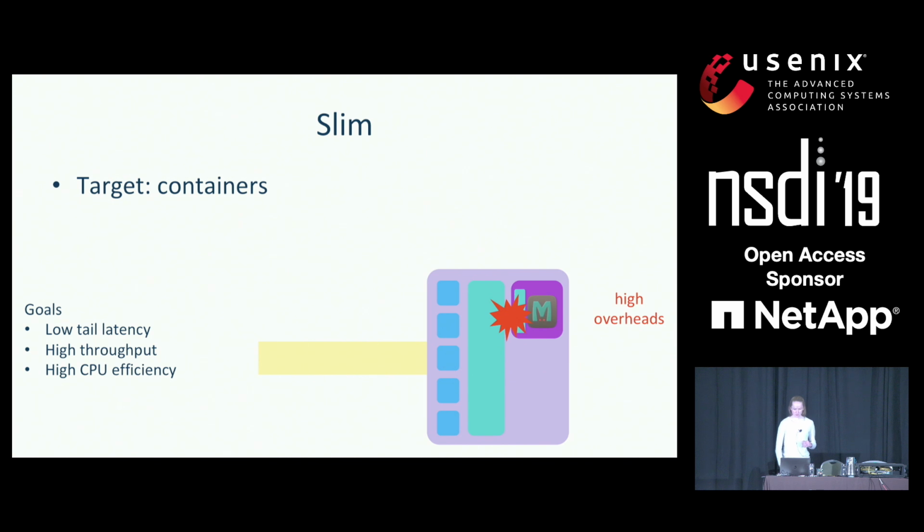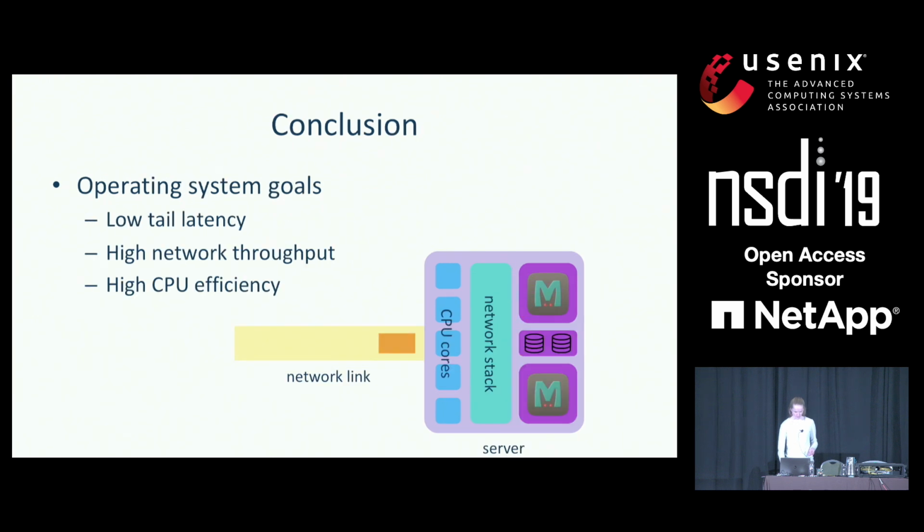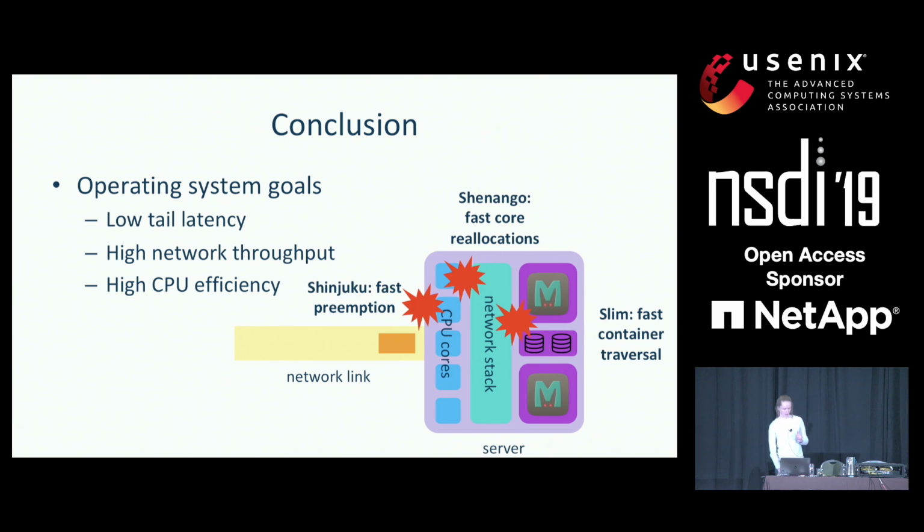So the problem that Slim focuses on is trying to reduce the number of times that packets have to cross the network stack, while also still providing these isolation and routing properties of existing systems today. So to summarize, we focused on 3 main operating system goals in this session: achieving low tail latency, high network throughput, and high CPU efficiency. And the 3 talks focus on different aspects of the operating system. Shinjuku enables fast preemption, Shenango enables fast reallocations of cores across applications, and Slim enables fast traversal of containers. Thanks.